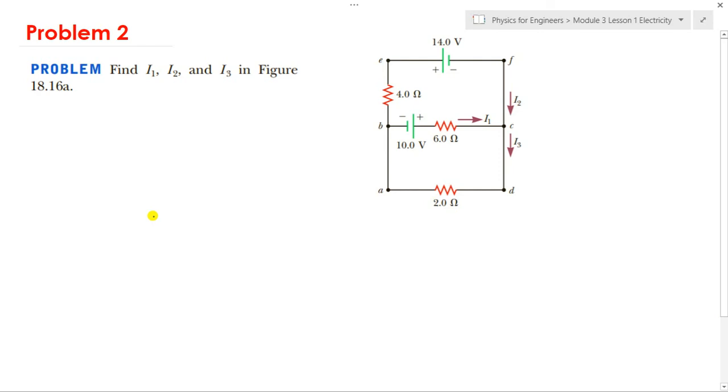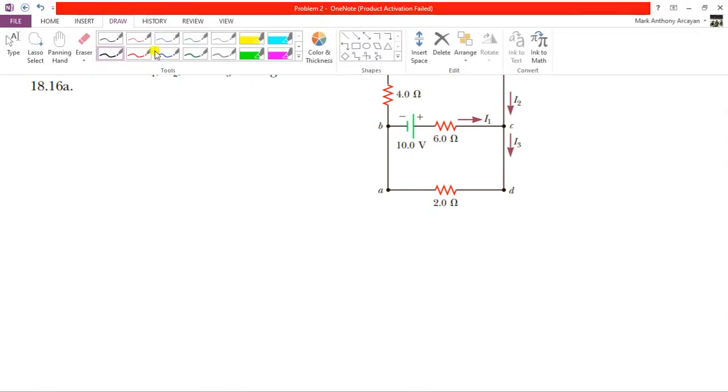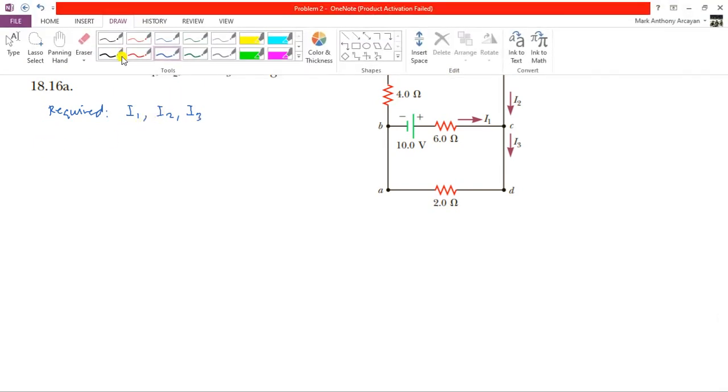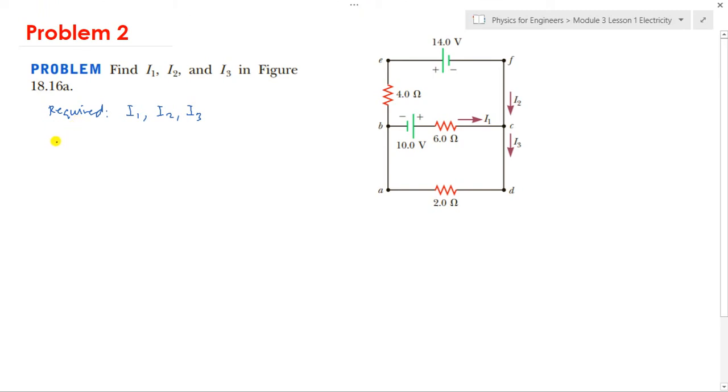So we have here, find I1, I2, and I3 in the figure. So we have three unknowns, so we need to find three equations. Required: I1, I2, and I3, which are indicated in the figure. So, solution.